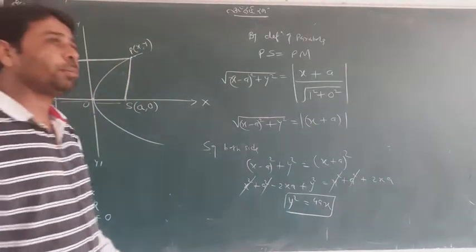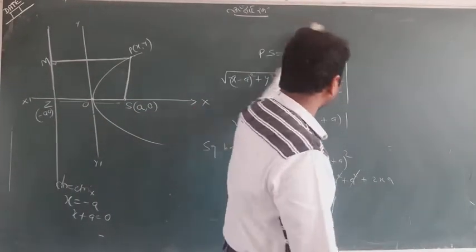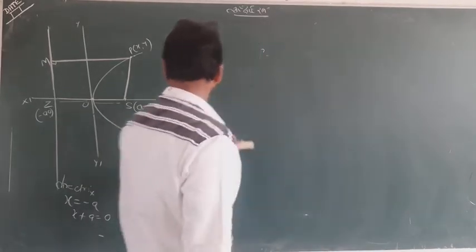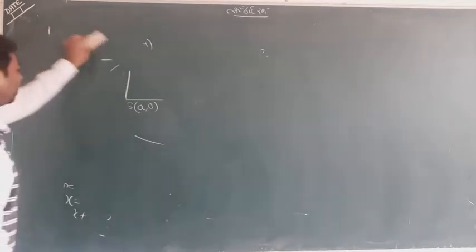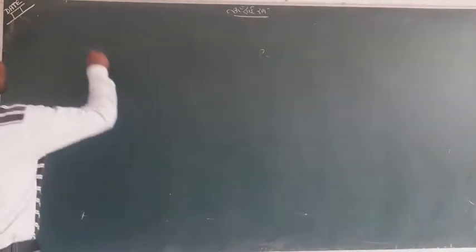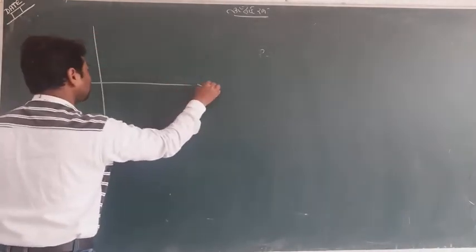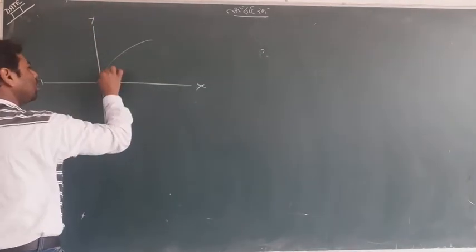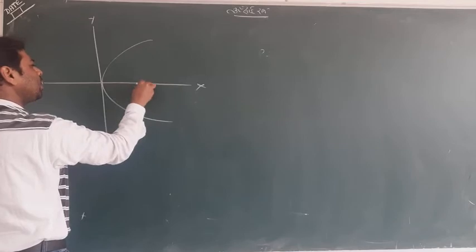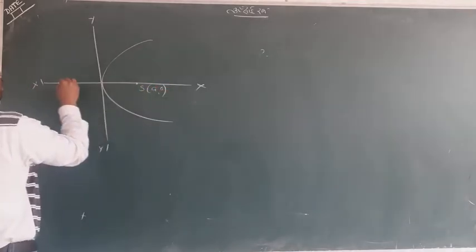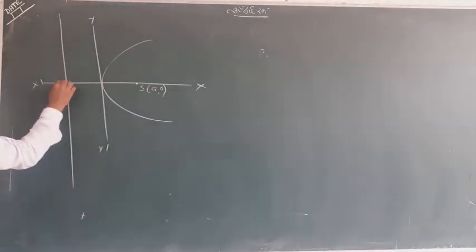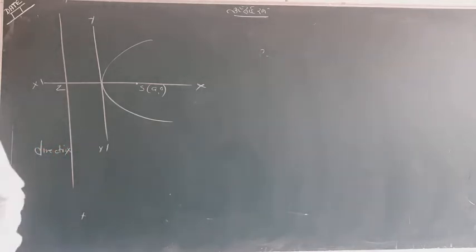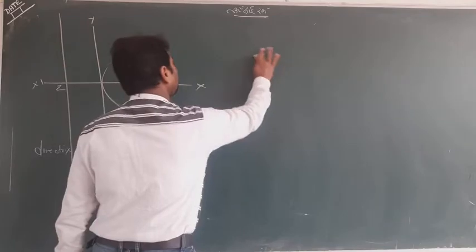Okay, now let me rub this out. Please remember this particular formula. Now I will tell you one interesting thing here. Let me rub it again. Again I will make the same parabola. This is my S, (a, 0), and this is the directrix as usual.